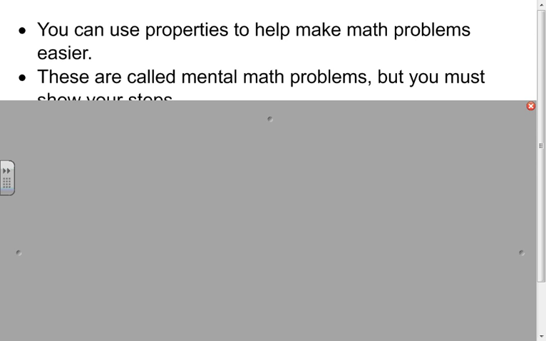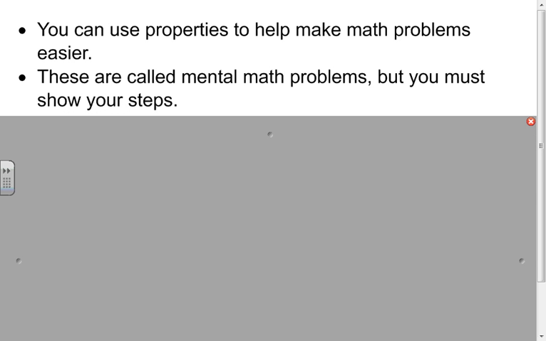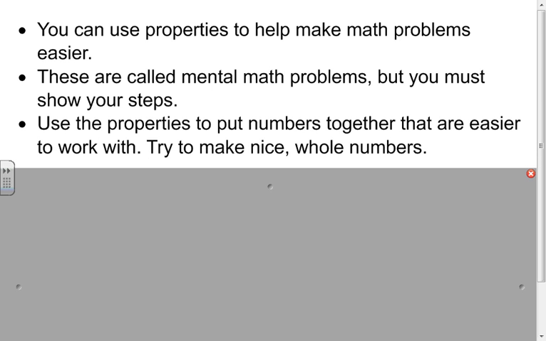You can use these properties to help make math problems easier. These are going to be called mental math problems, but you do have to show your steps. Just because it says mental math doesn't mean you can do it all in your head and that you don't have to show any work. In fact, I do need to see this work to make sure that you're doing them in the correct way. The whole key here is to use the properties to put numbers together that are easy to work with. You're trying to make nice, whole, easy to work with numbers.